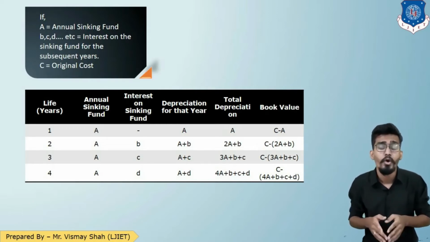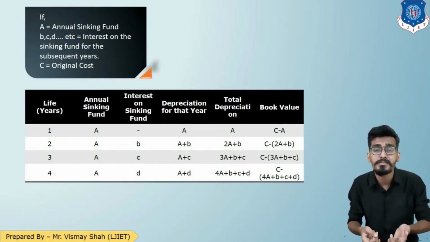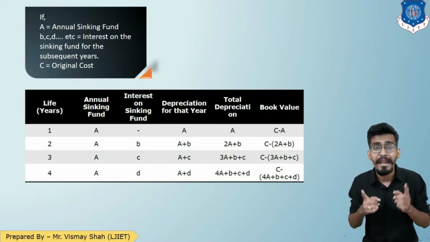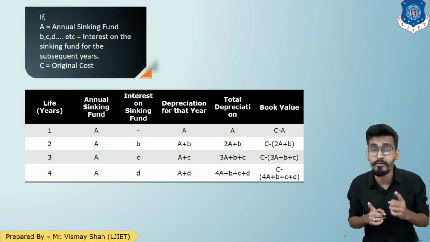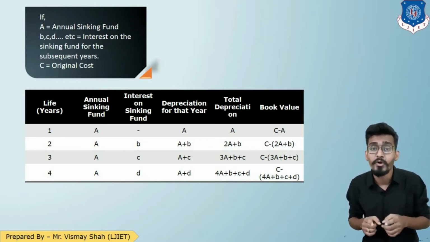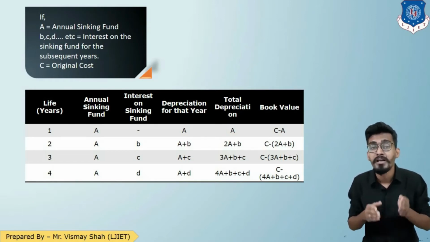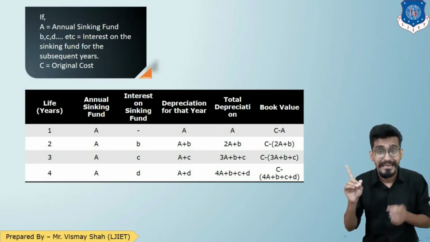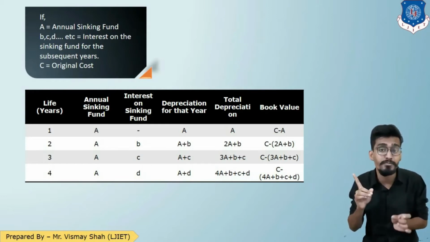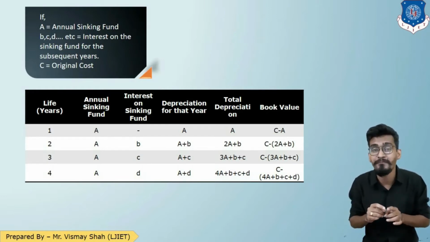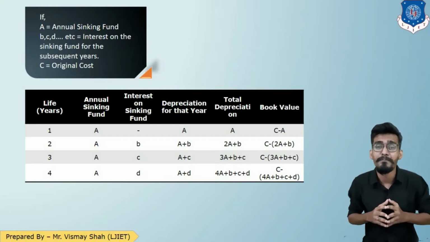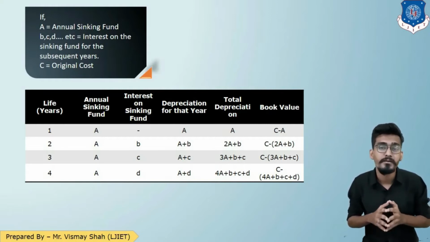Now, at the second year, again there is a sinking fund of A. Now, the interest on that first year will be small b. So the depreciation in the second year will be A plus b. Original depreciation was A. In this particular year, the depreciation is A plus b. So the total depreciation will become A plus A plus b, that is 2A plus b. So the book value will become C minus (2A plus b).